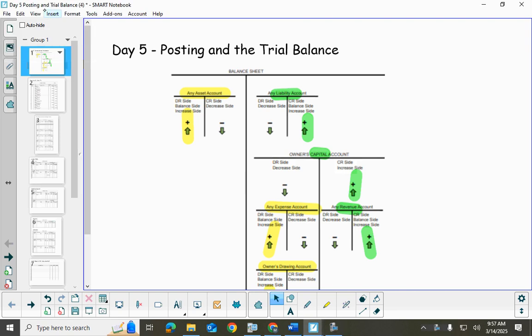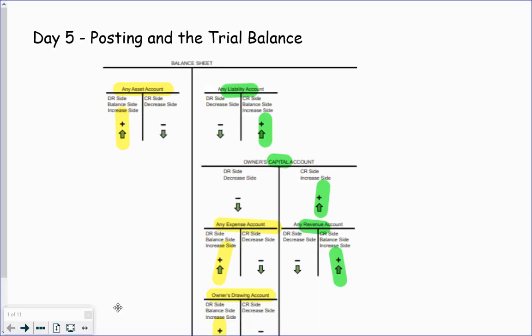Okay, so just to start with, we've got these T-charts, right? The debits and the credits. So assets, expense accounts, and drawings all have the debit as the plus side. Liabilities, capital, and revenue all have the credit as the plus side.